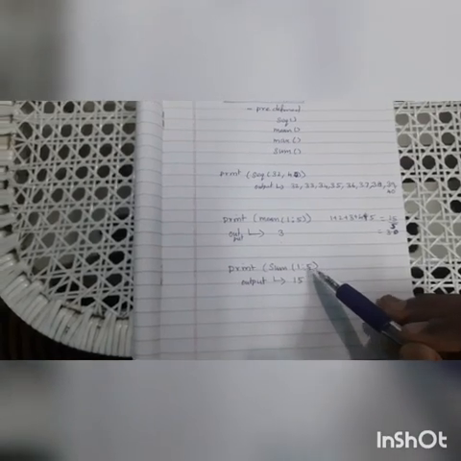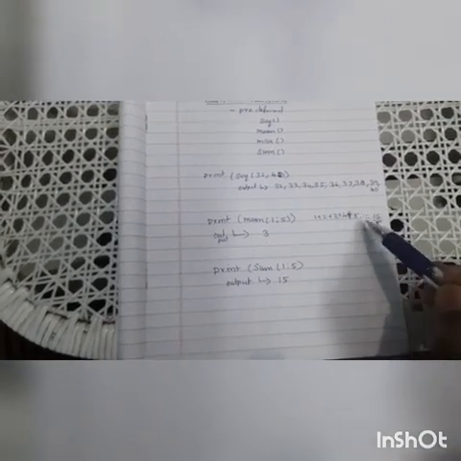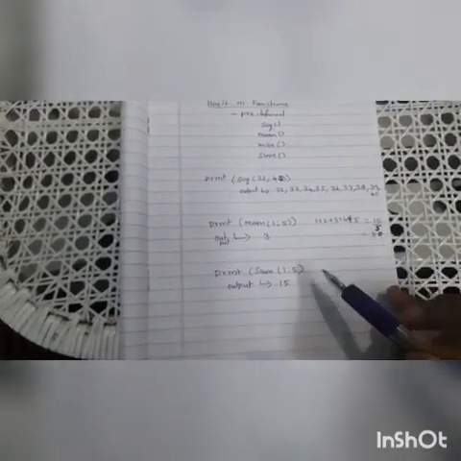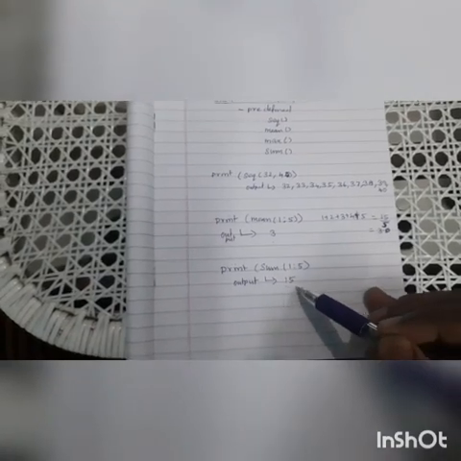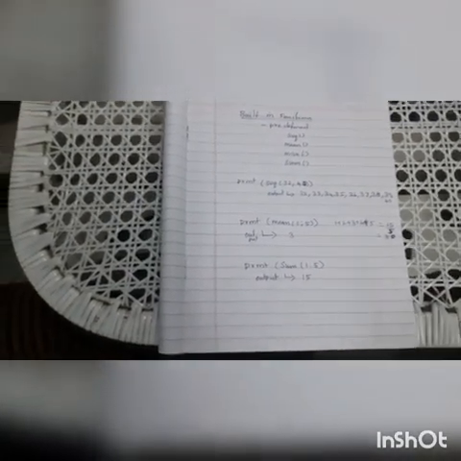Next, the summation will be computed for 1 to 5. The summation of 1 to 5 is computed as 15. That will be printed as the output for this line.